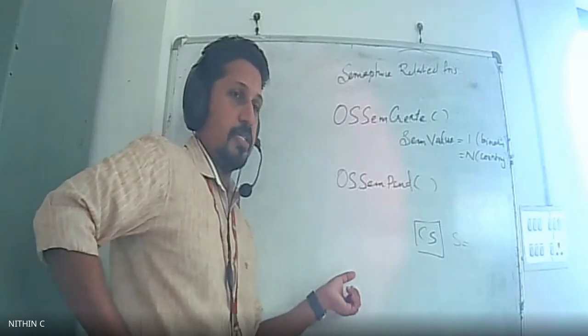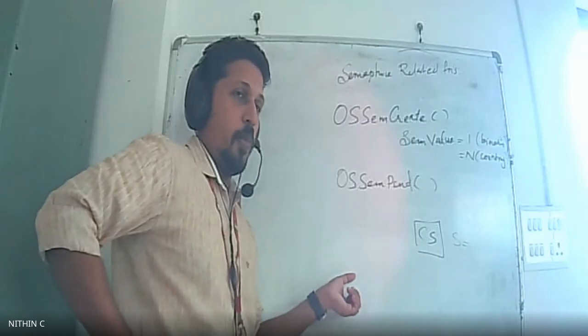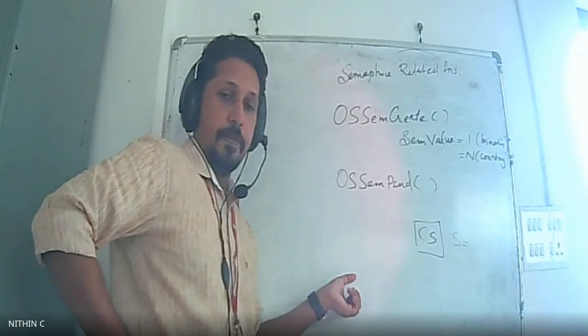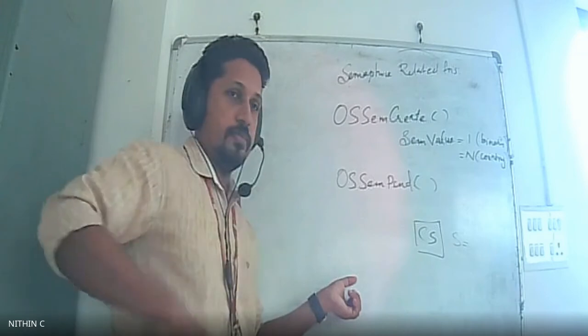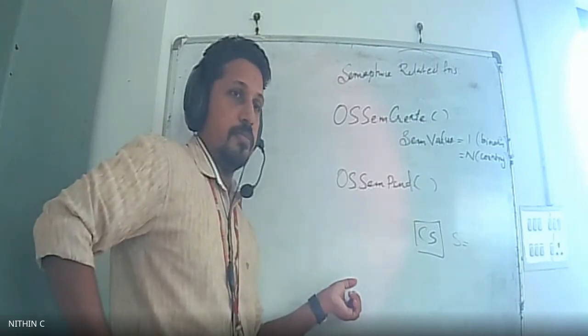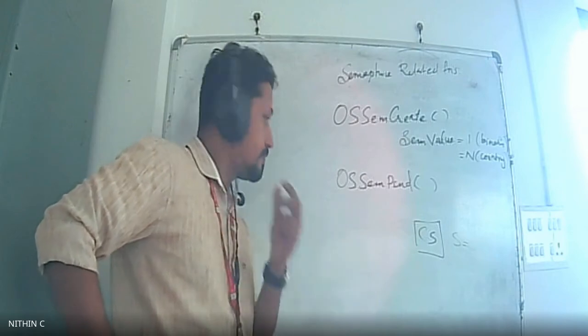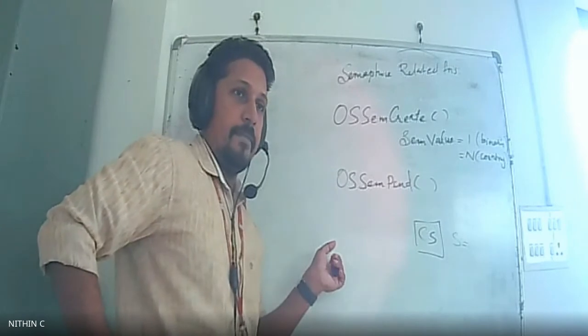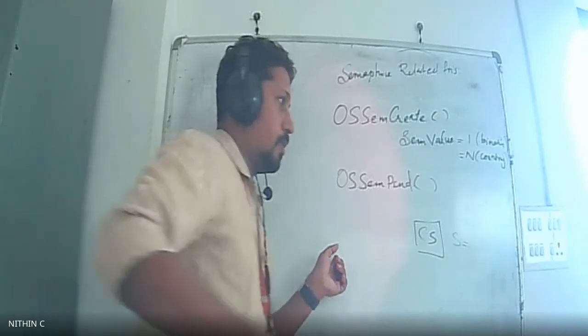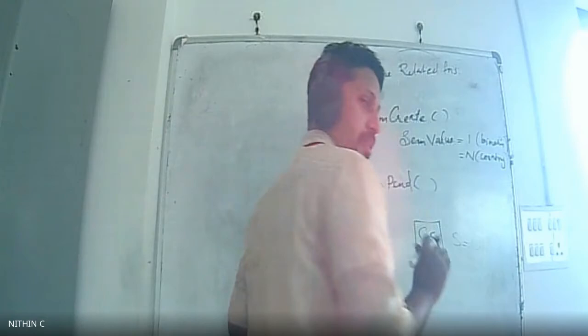If it is the case of a binary semaphore, what will it be? Tell me. Can you tell it on the mic? I cannot see the chat. 0. So, what value do we initialize it with?